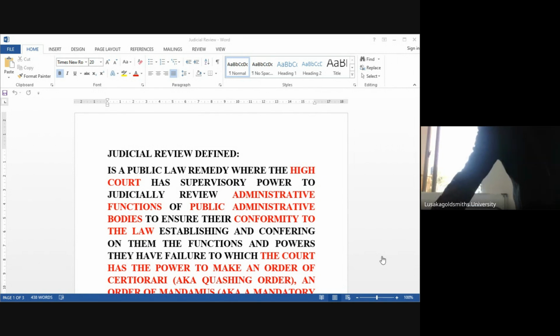And the matter went to court, of course. The matter went to court, and in the courts of law, the court ruled that what Fulham Corporation had done was an illegality. Let's look at the case.